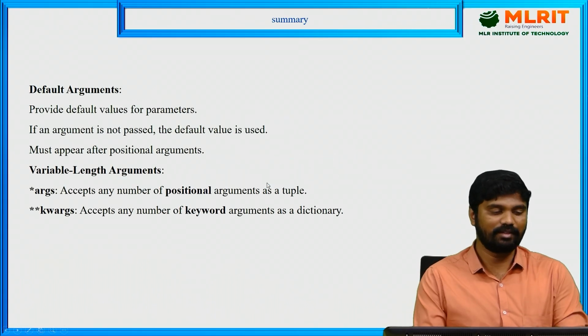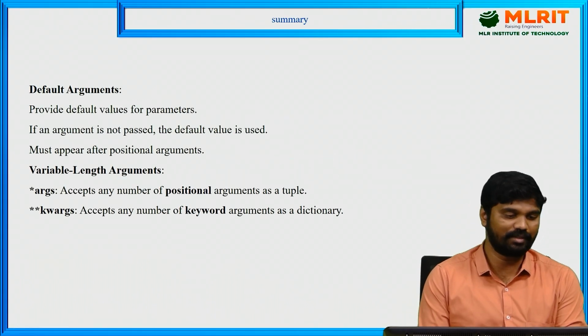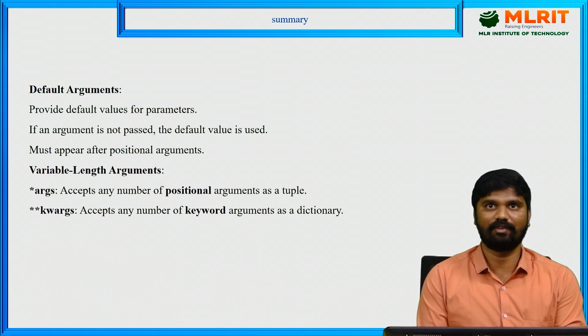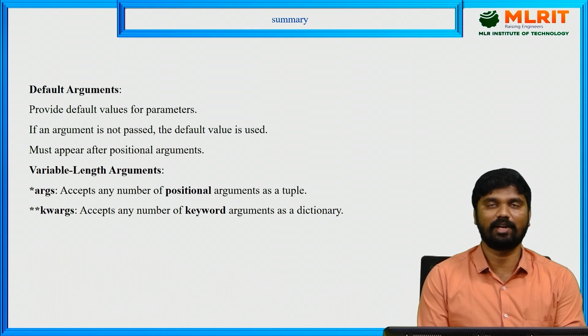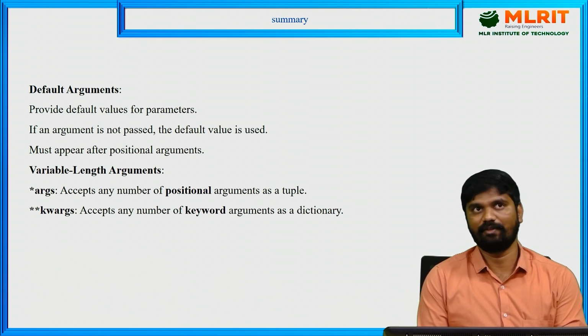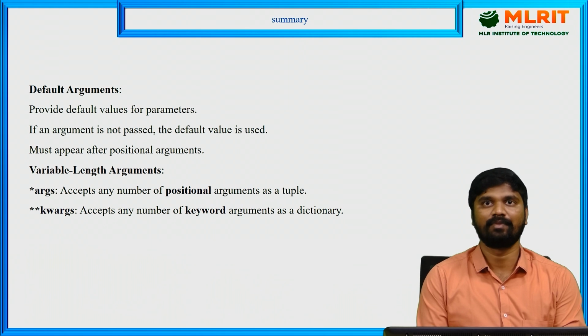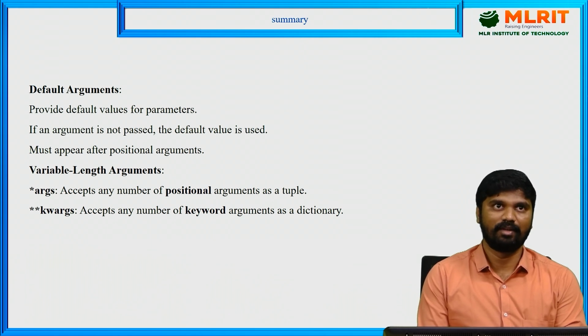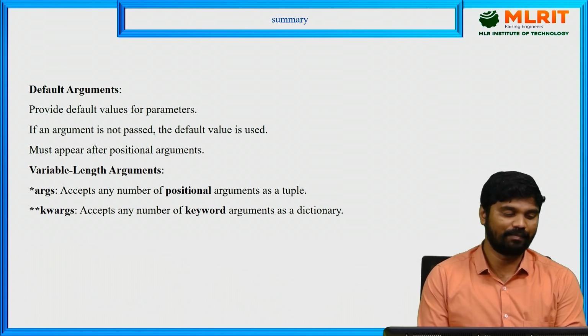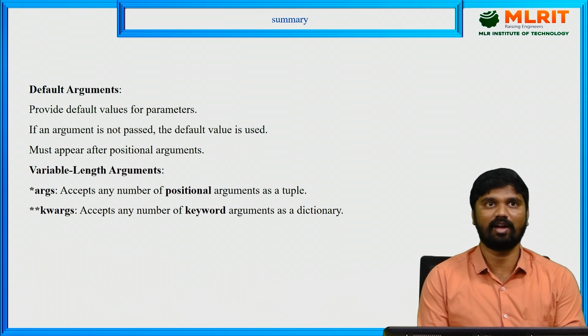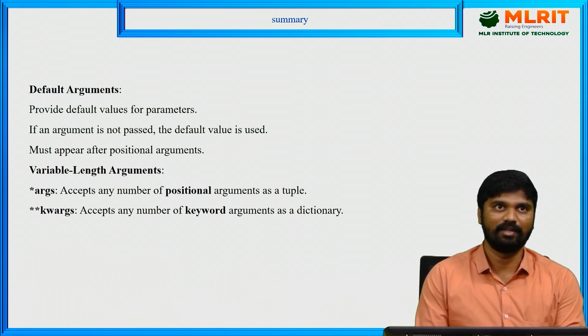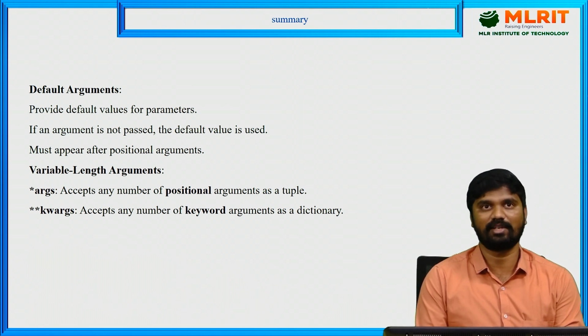So finally, this is a summary of that discussion. Default arguments provide default values for the parameters at the time of function definition, and if any argument is not passed at the time of function calling, then the default value will be used, and here the positional arguments will be helpful. Next, variable length arguments. Here variable length arguments are of two types. One is arbitrary arguments and the second one is keyword arbitrary arguments, as we discussed now, right? It accepts any number of positional arguments as a tuple, and accepts any number of keyword arguments as a dictionary, right?